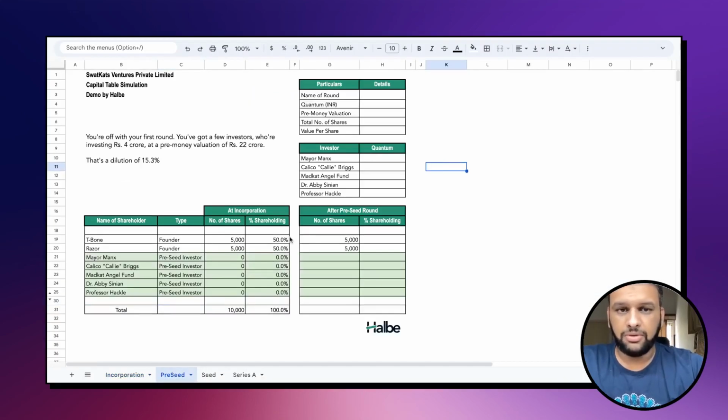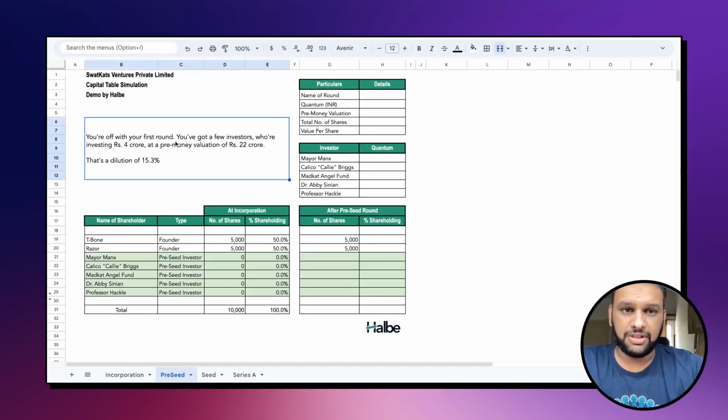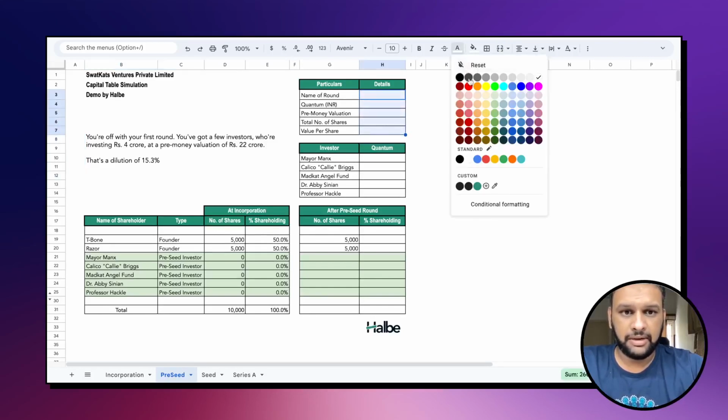Moving on to step two, let's assume you've raised your first round of investment. You've got a couple of investors, and the deal is that you've raised 4 crores in investment at a pre-money valuation of about 22 crores, which means you're going to dilute 15.3%. Now, this is information that you will have in your term sheet, but how do you present it in the form of a capital table? So let's just quickly see that.